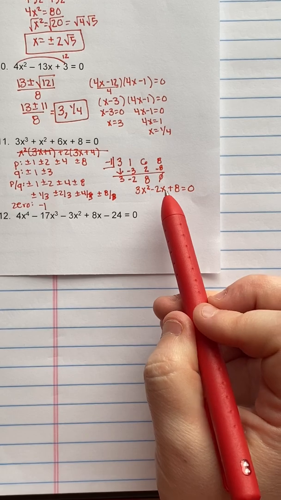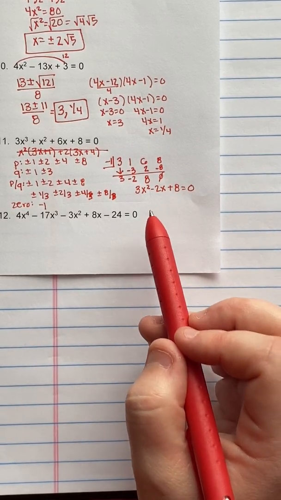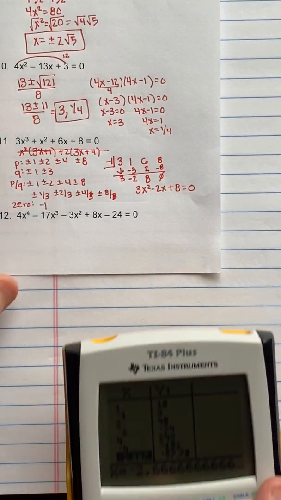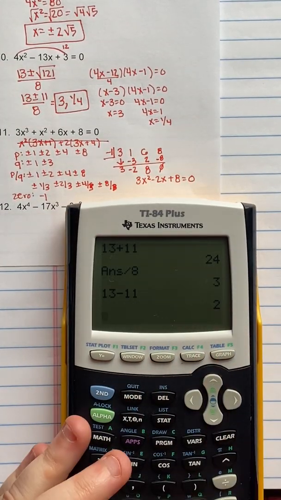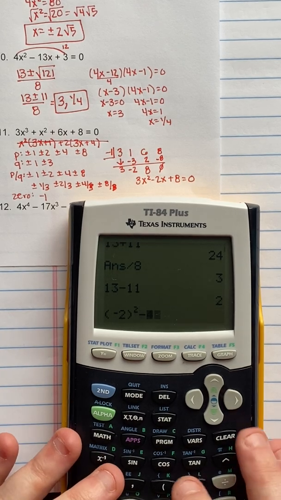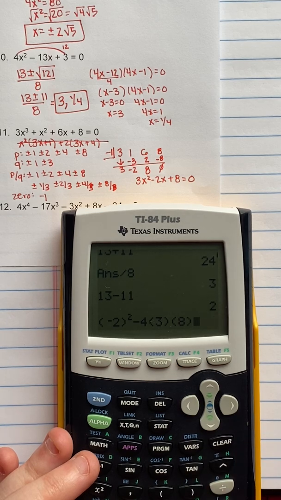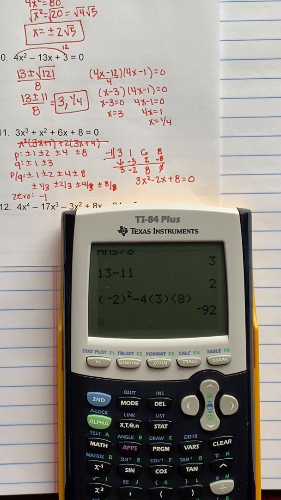And now we're back to quadratic, which we know how to solve. So I can solve this by factoring or quadratic formula. So let's check the discriminant to see which direction it's going to tell me to go in. So I've got -2 squared minus 4 times 3 times 8, and that gives me -92.